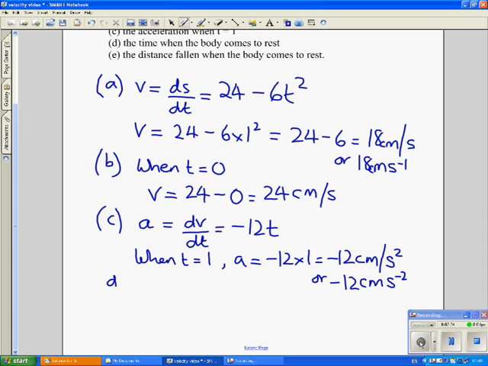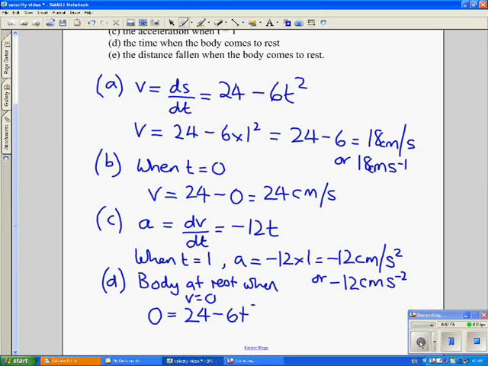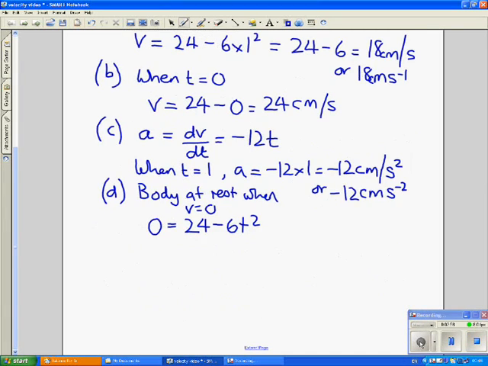For part D, find the time when the body comes to rest. The body is at rest when the velocity equals 0. So now I'm going to put the velocity equal to 0. We have 0 equals 24 minus 6t squared. Rearranging this equation, we're now going to get 6t squared equals 24.